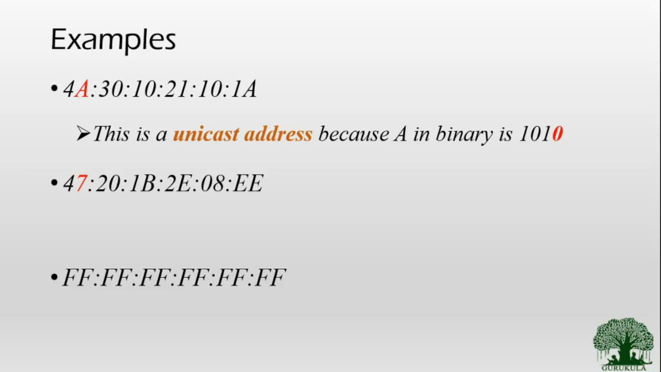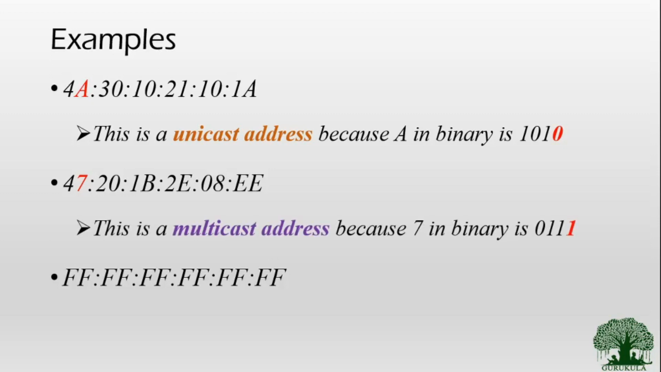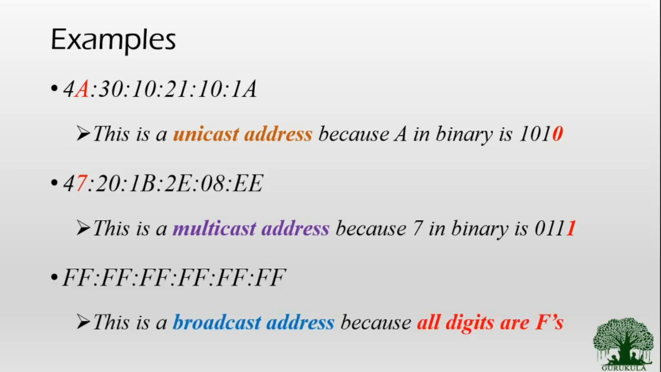Similarly, taking the second example, we have 47. When I expand the hexadecimal value 7 into binary, I get 0111. So I can clearly see that the last bit of the first byte ends in 1. So definitely this particular address is a multicast address. And if it is all ones, you can see that it is given as all F. The hexadecimal value F represents all ones. So I will say that this is a broadcast address.